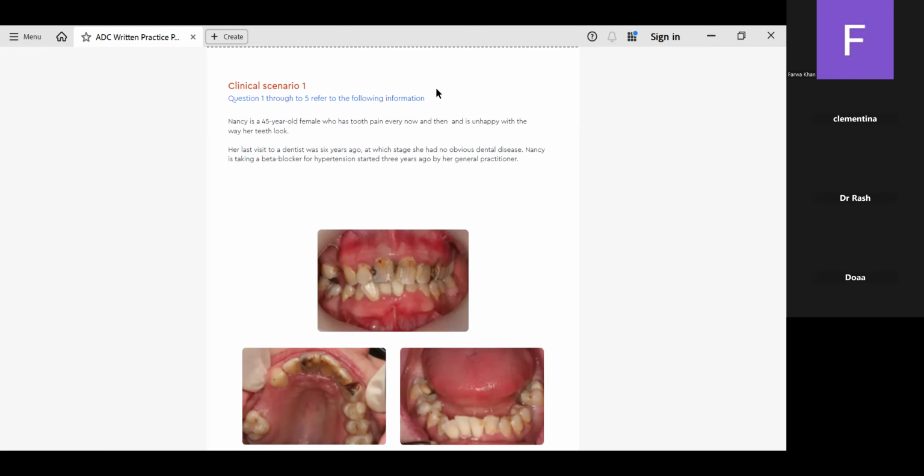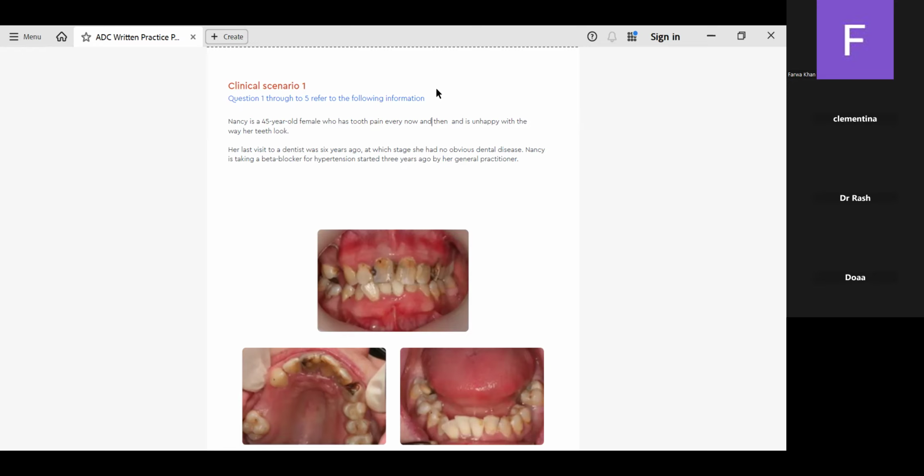The other thing candidates ask me is whether ADC will include the same questions in the future exam. ADC is not going to include the exact same questions that are in the practice paper, but of course, similar questions with a similar theme will be included, and that has happened in the past as well.